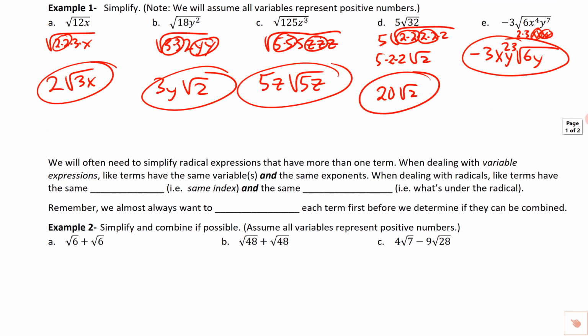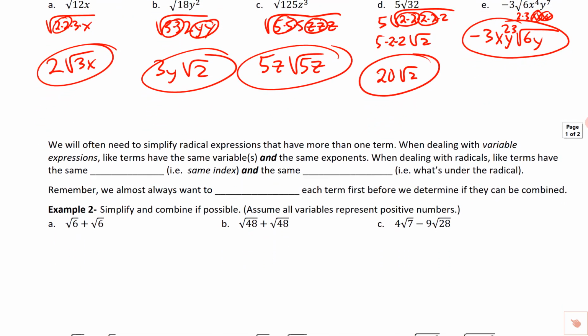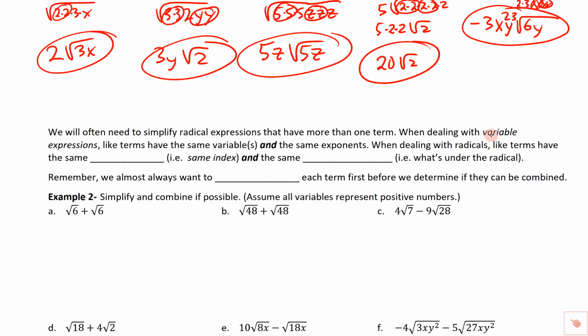Now, there are lots of times where we need to simplify radical expressions that have more than one term. And when we're dealing with variable expressions, again, we talked about this, like terms have the same variables and the same exponents. Or we actually changed that up and we said they have the same base and the same exponent to be a little bit more inclusive, and that will help out in the long run. Okay, but when we're dealing with radicals, like terms have the same root. Okay, so what that means is they have the same index.